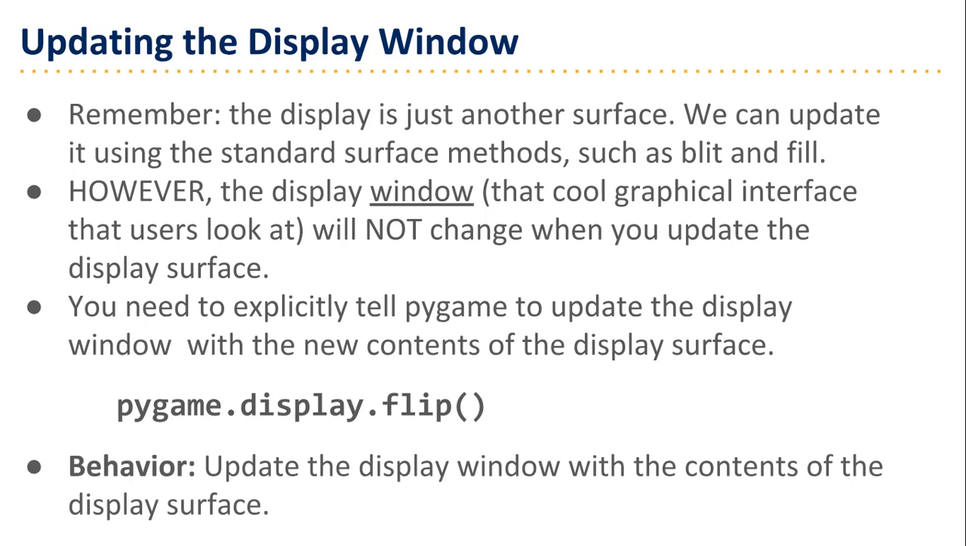So first we run set_mode, we save the output in a variable like screen, and then we blit something to the screen and create this cool thing that we want users to see, and then we run pygame.display.flip, and now the window actually shows the surface that we created. It's important to note that the surface and the display window are disjoint in Pygame, and you need to tell Pygame to link or update the window based on how you've changed the surface.